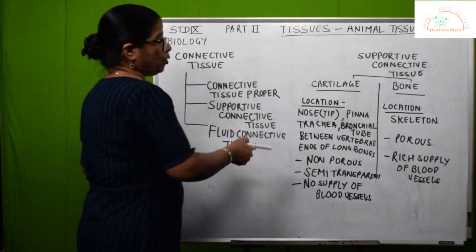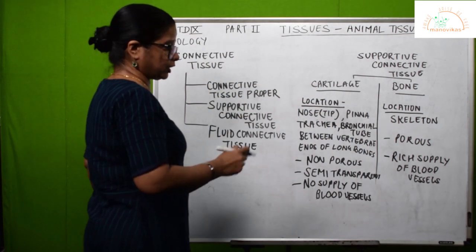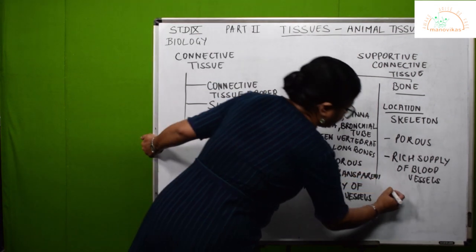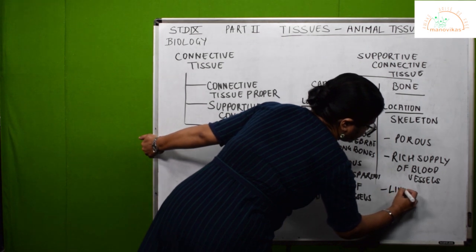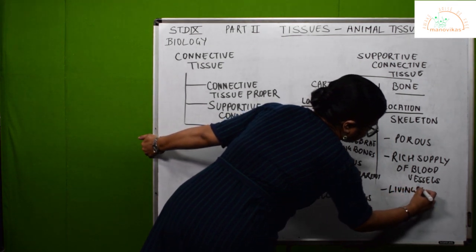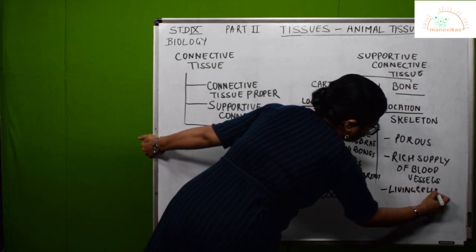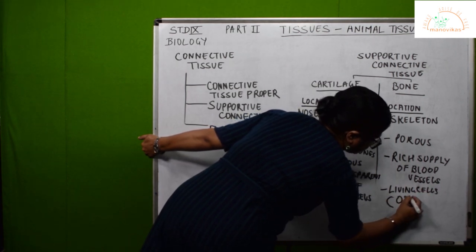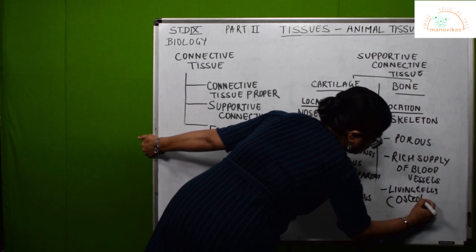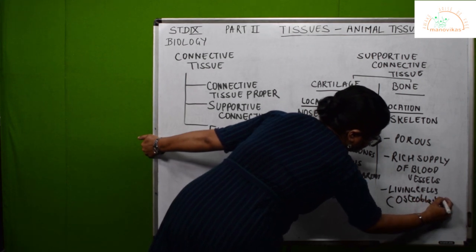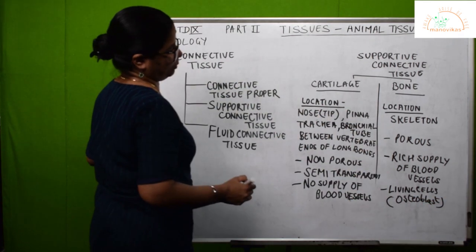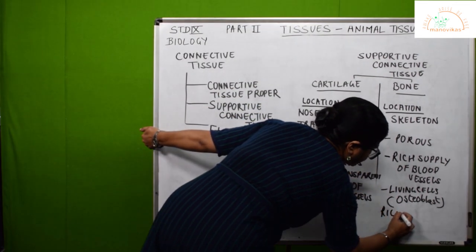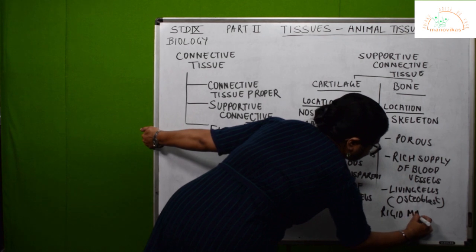Now see, the bone, again, if we look at the structure of the bone, you will find that it is made up of two kinds of cells. The living cells. These living cells are also known as osteoblast. So if you are asked what are the living cells of the bone, you can say osteoblast. Then it has a rigid matrix.